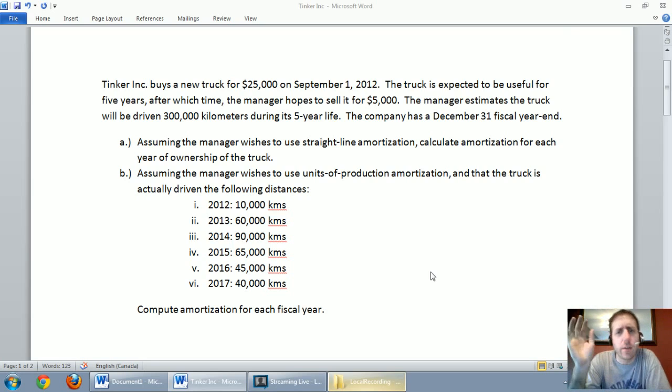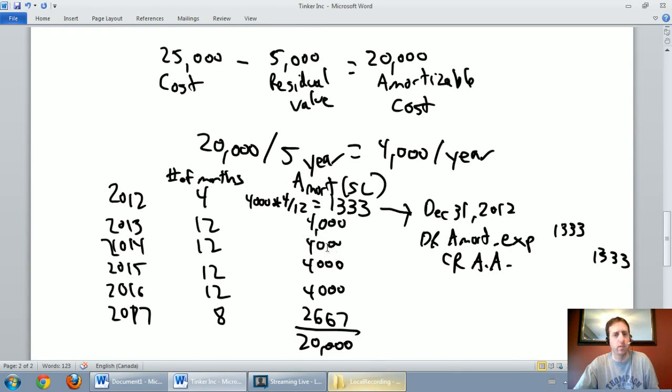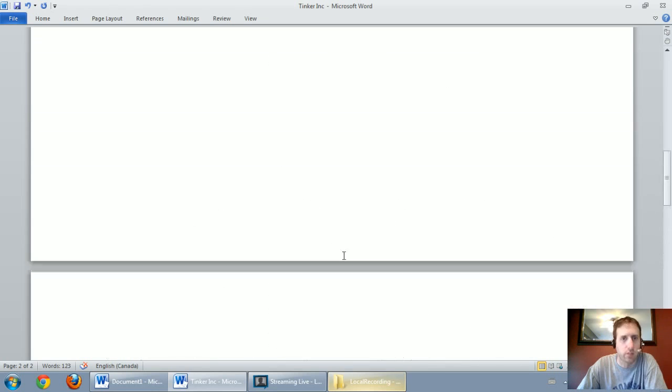So straight line amortization says, amortize your asset the same amount every year just because time ticked by. You know, the asset's a year older. We're going to amortize, in this example, it was $4,000. So each full year we amortize our asset for $4,000.